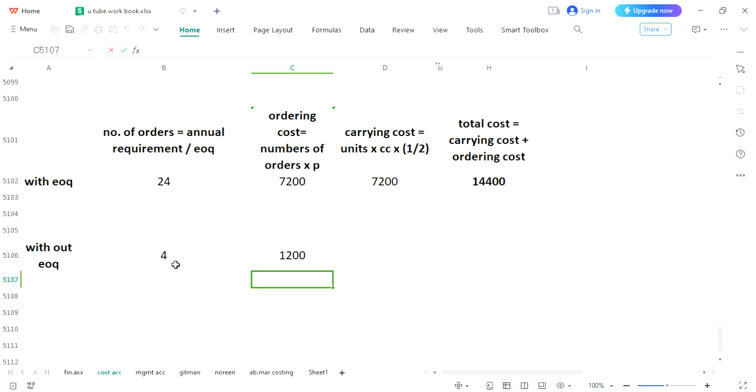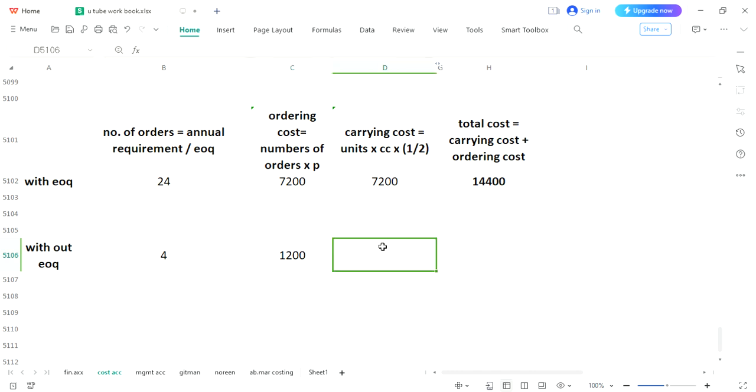Now the matter is we have challenged that with economic order quantity your total cost would be less than without economic order quantity. But here we are losing this game right now, though it is temporary. Please understand, with economic order quantity your ordering cost is more than the ordering cost without economic order quantity. Second step is to see carrying cost. Our final decision would be made after calculation of total cost. So here we will see carrying cost.